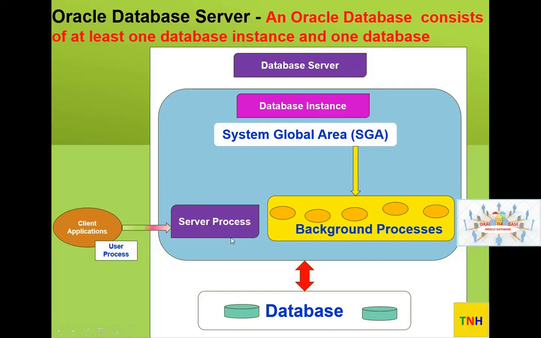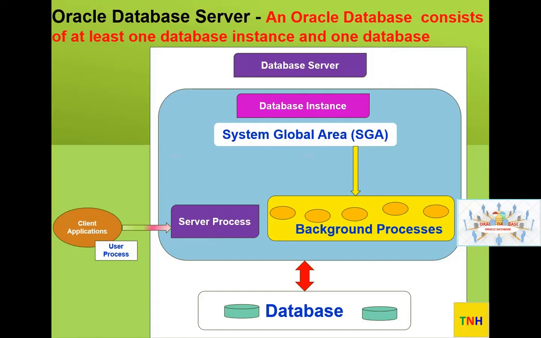So here we have the database server, and we have the database instance. Database server means this instance plus the database. That is what we have to capture here. An Oracle database consists of a database instance plus an Oracle database, logical and physical. We have the SGA within the instance, and we have background processes, and this is the client server connection, because external users have to connect to the Oracle database. That is what you need to understand from this picture.